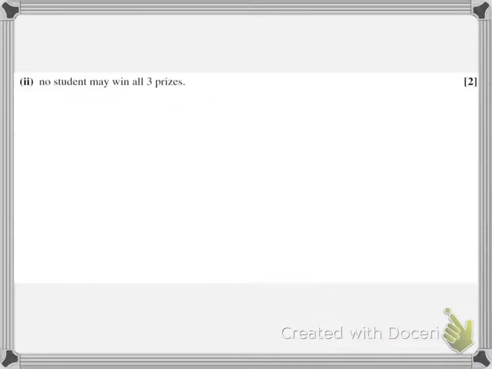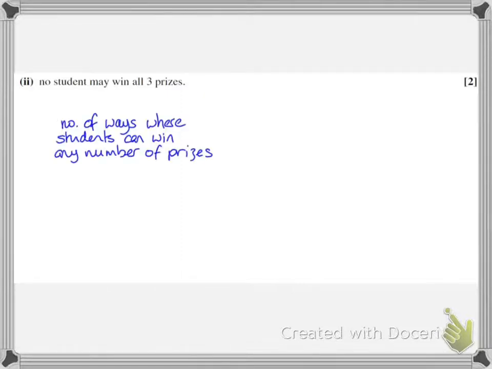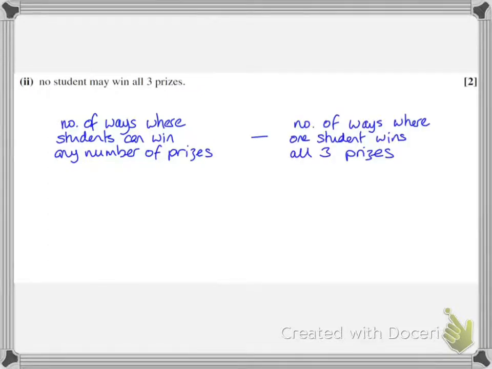The second part of this question is easy once you know how, but quite difficult if you don't spot the easy way to do it. So in this case, no student may win all 3 prizes. It turns out the easiest way is to consider all of the situations that are possible, including having students winning all 3 prizes, and then subtract the situations where a student wins all 3 prizes. So we're looking at the number of ways where students can win any number of prizes, and we're going to subtract the number of ways where one student wins all 3 prizes.